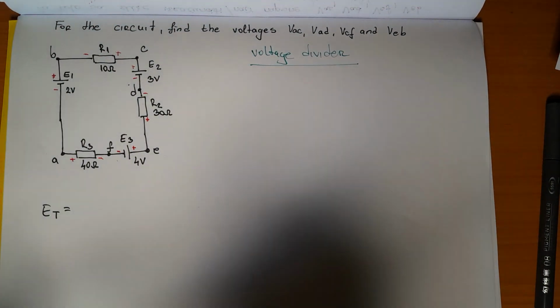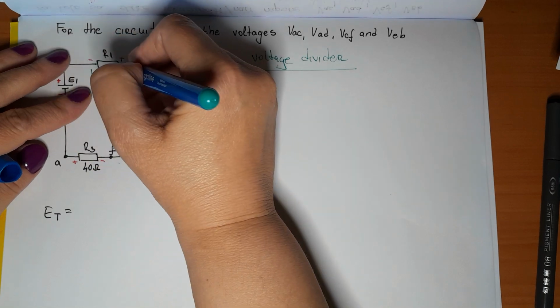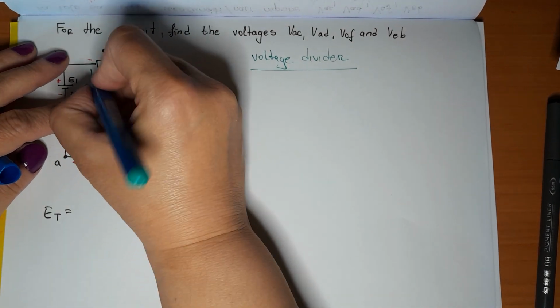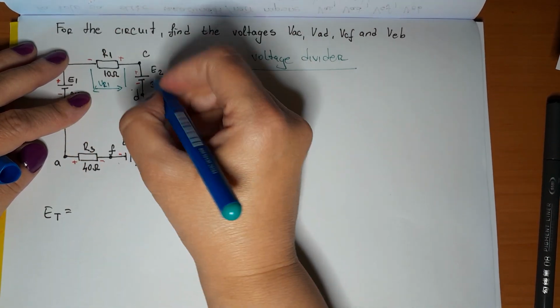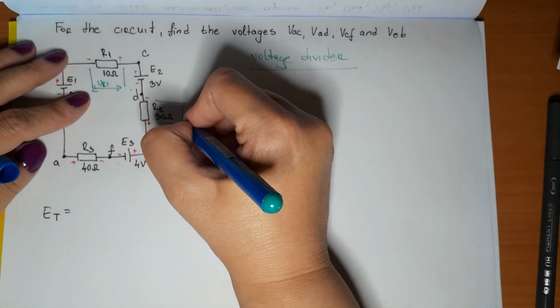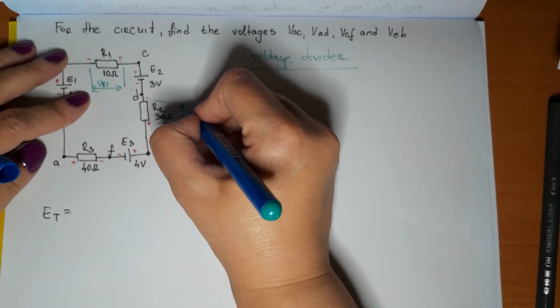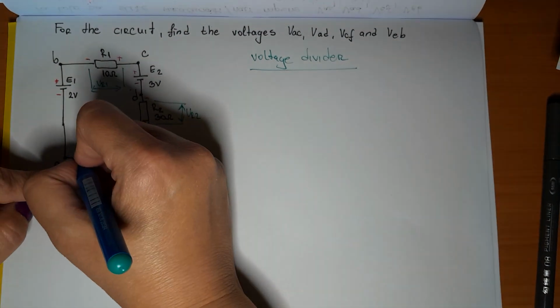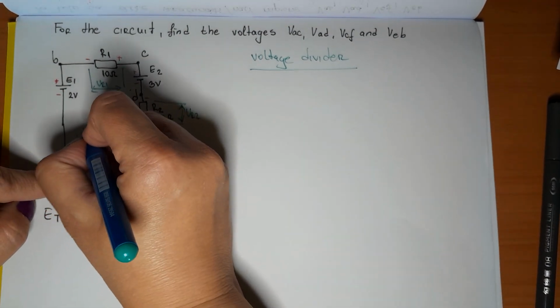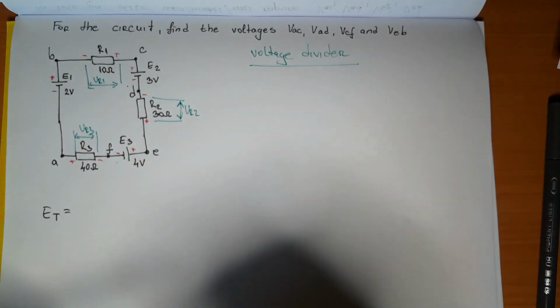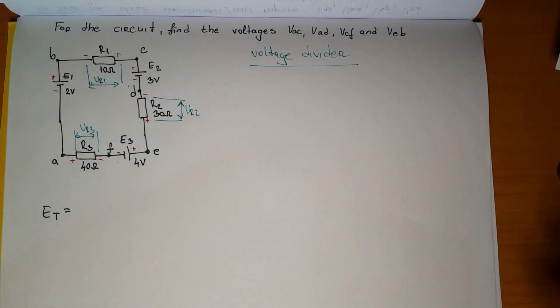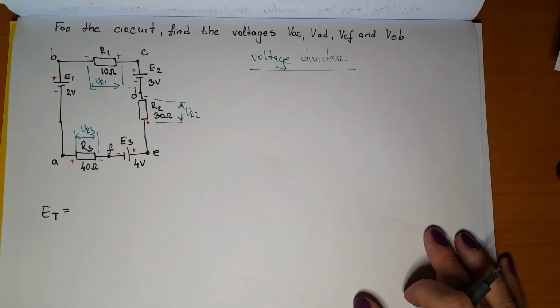Next thing is that we have to find voltage drops here, that we call VR1. Next one will be VR2, and we will have here VR3. Okay, so let's solve this circuit.